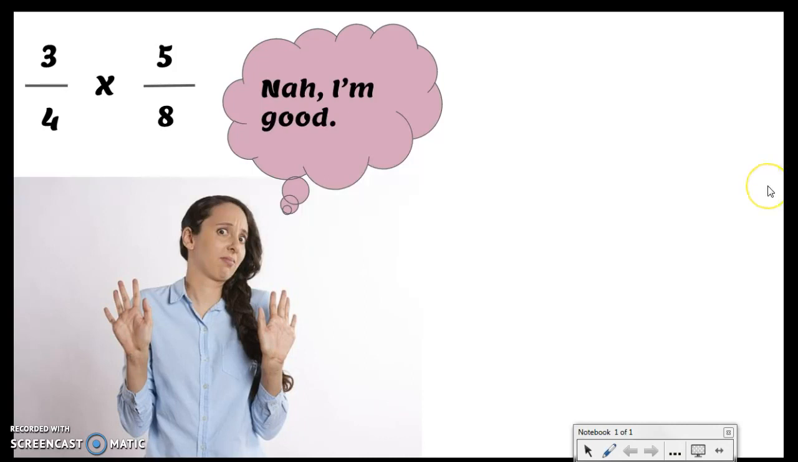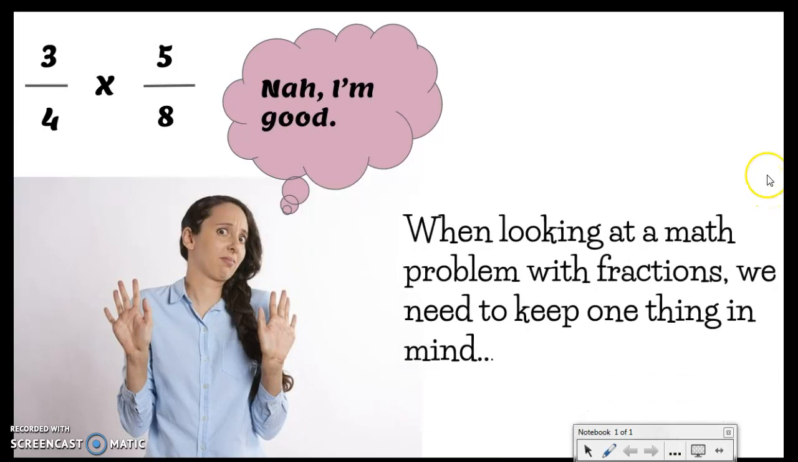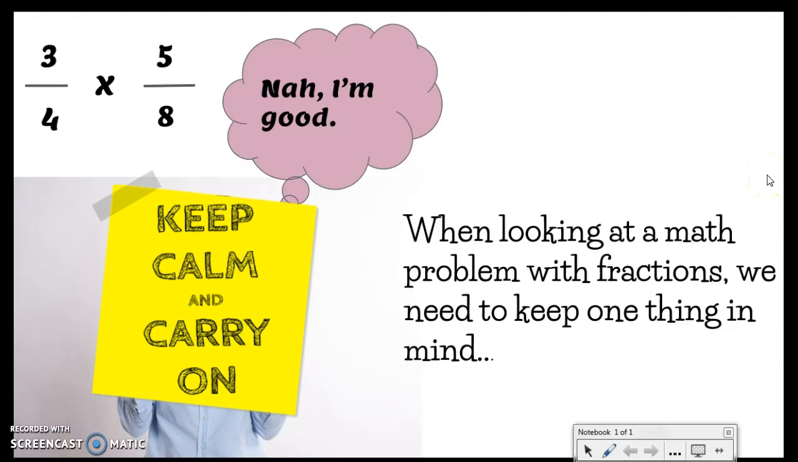But when you're talking about fractions, you have to keep one thing in mind, and that is to keep calm and carry on. Take each little piece as it is, and don't make it bigger than it actually is. It's simple. It's just 3 times 5, which is 15, over 4 times 8, which is 32. Okay? There's no reason to get worried about it. You can do this. So this is just an introduction. There's a lot to talk about.